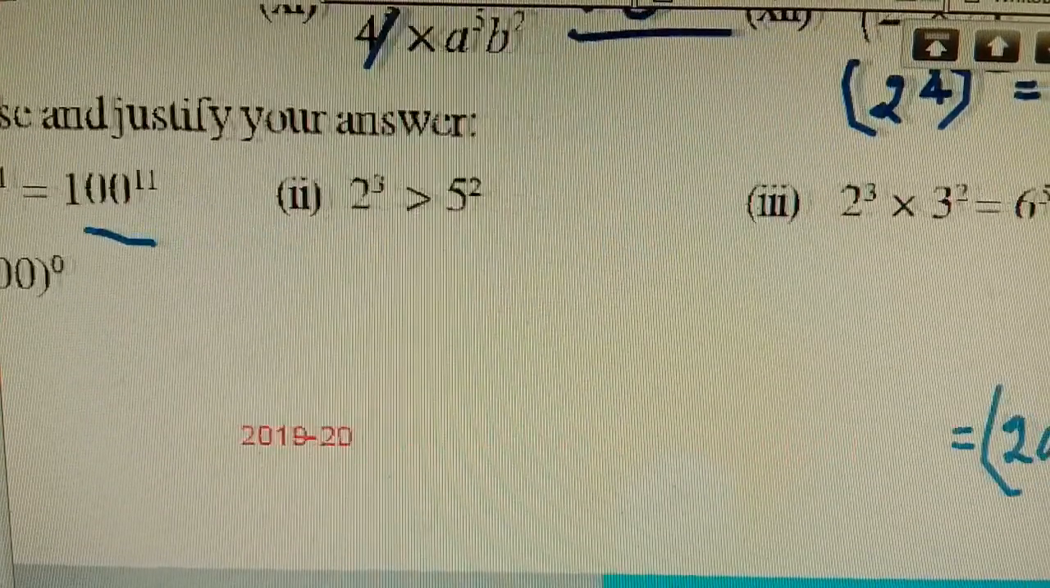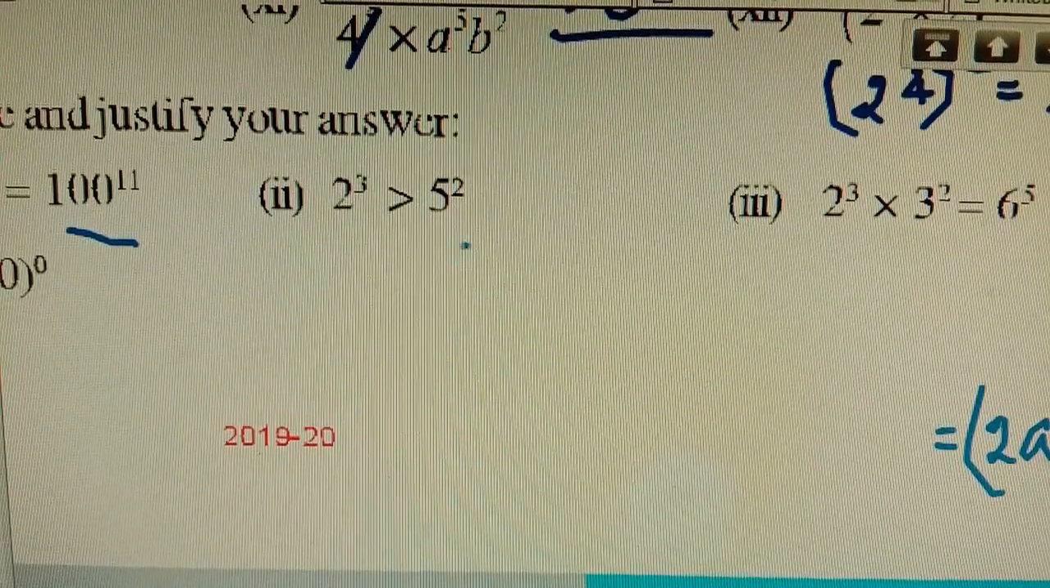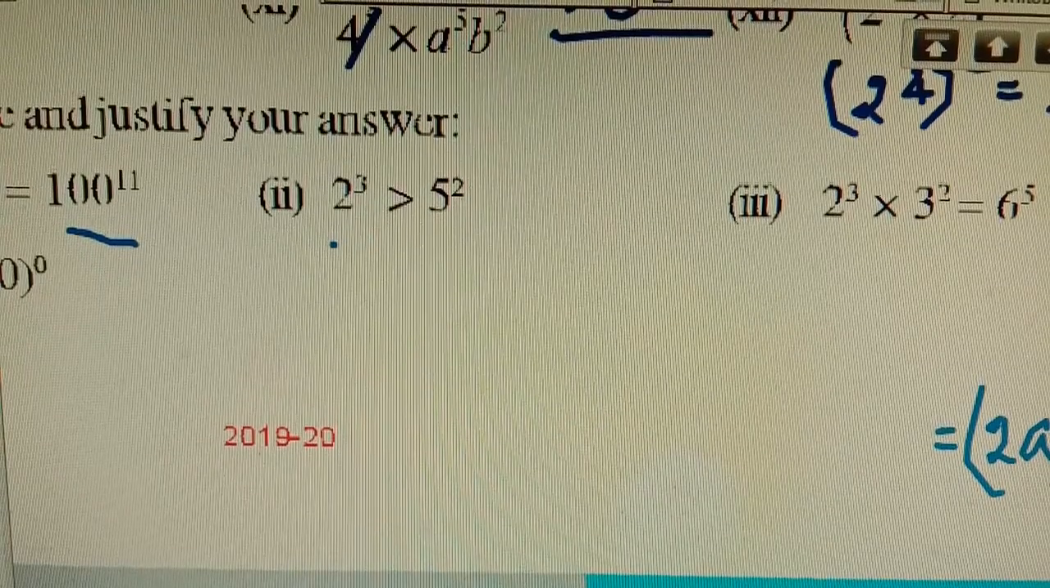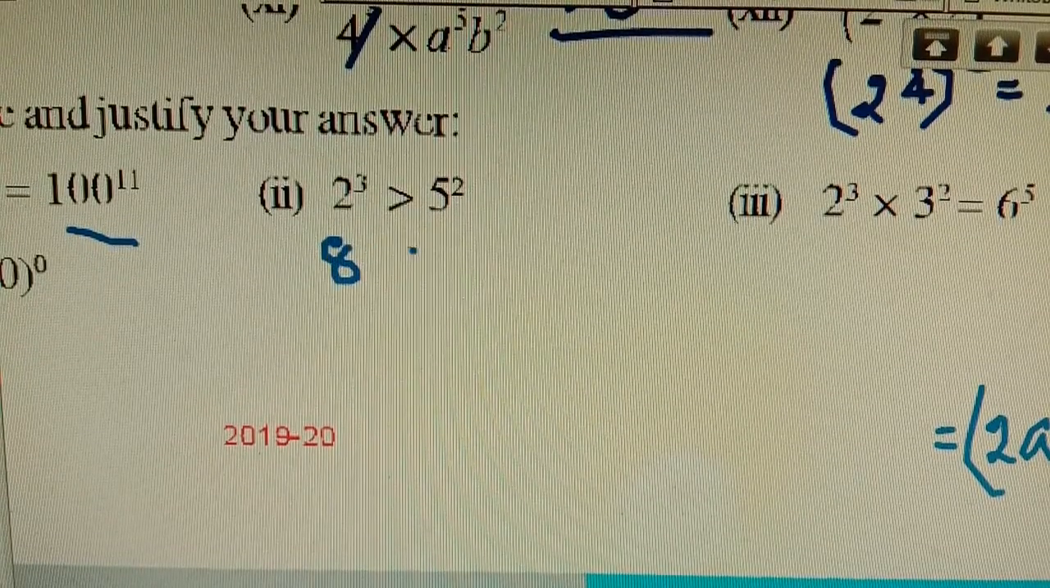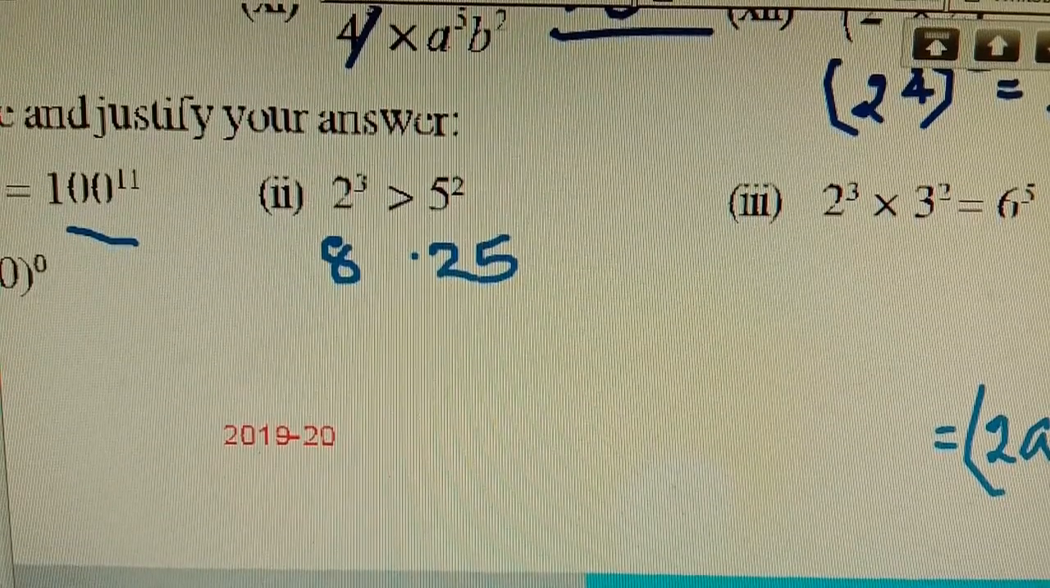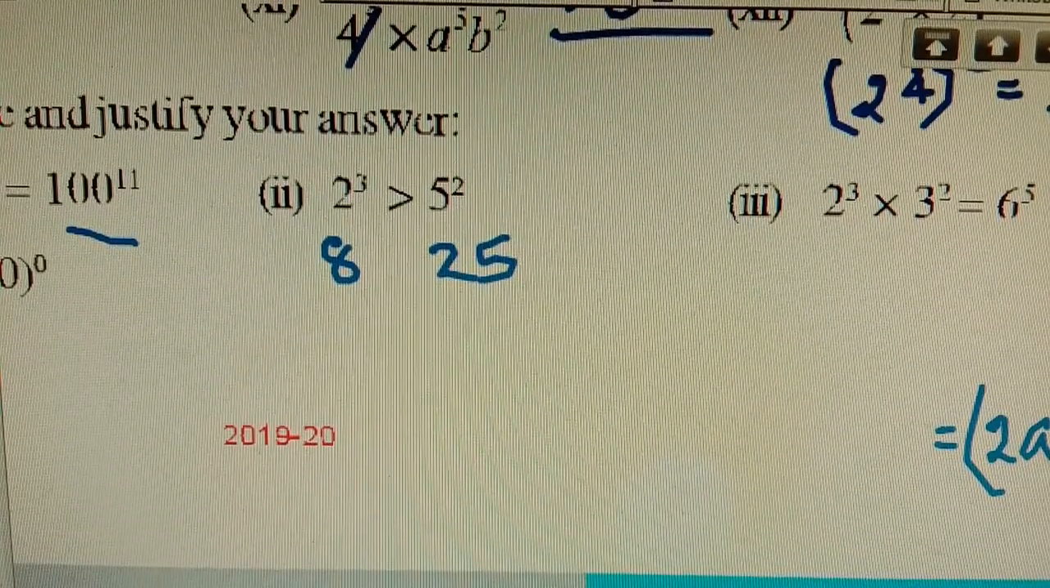So next one, 2 to the power of 3 greater than 5 square. Is it true or false? We can find the value of these two. 2 to the power of 3 means 8 and 5 to the power of 2 means 25. But 8 is not greater than 25, so that statement is wrong.